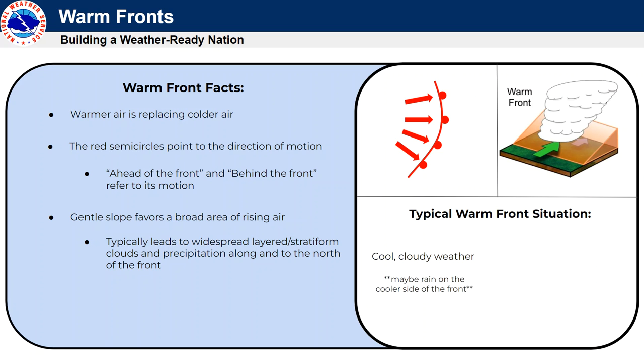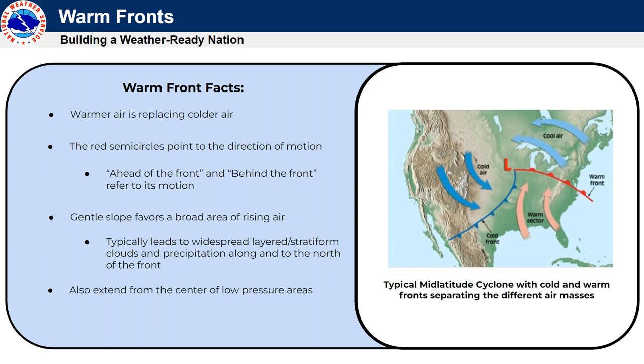So here's a typical warm front situation. You are located on the cool side of the front, maybe north of the front, and you have cool, cloudy conditions. Then later in the day, the warm front moves through and it becomes clear and quite a bit warmer. Here's a typical weather map that you might see with an area of low pressure, and you will notice that both cold fronts and warm fronts extend from that area of low pressure.